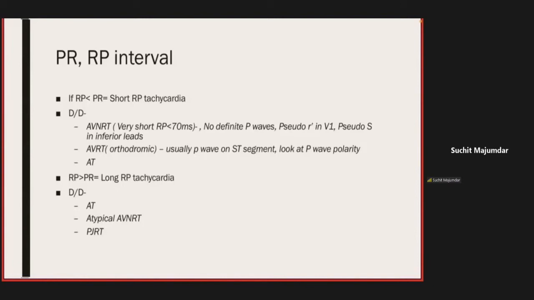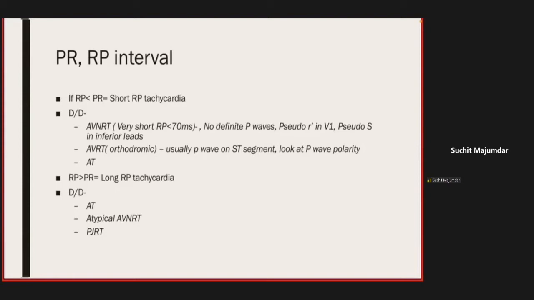If in V1 there is no R prime in the sinus ECG and you can see R prime in the tachycardia ECG, then you can suspect it is an AVNRT, and this R prime is nothing but a retrograde P wave. If it is pseudo S, it means there is no S wave in sinus rhythm, but during the tachycardia you can see an S wave coming and there is no P anywhere to be seen. So you can suspect that this S wave is likely a retrograde P wave, and you can suspect an AVNRT. In AVRT, you will see a clear P wave falling on the ST segment.